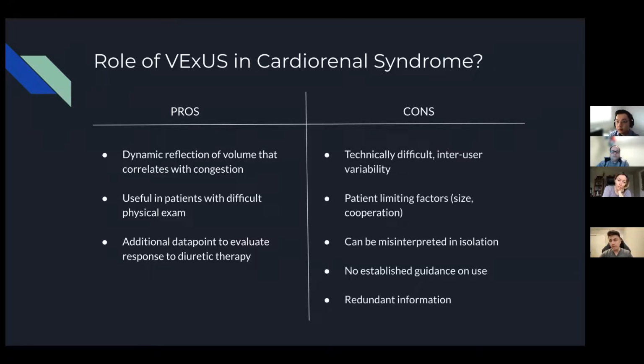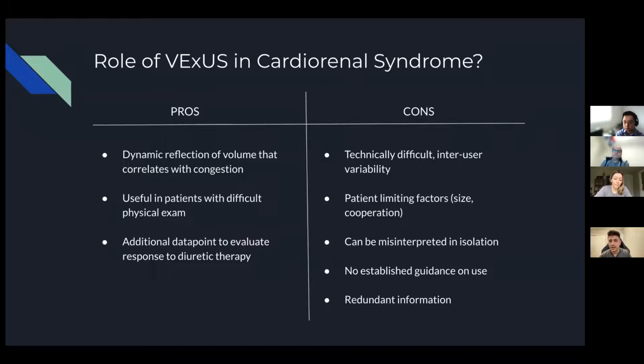The cons, however, I think it's a tricky thing to do accurately compared to maybe the cardiac or lung ultrasound. I think there's probably a good amount of inter-user variability in the way we do this study. There's a lot of patient limiting factors, for example, patient size, being able to visualize their vessels, patients being able to hold their breaths appropriately. These are all such key factors in being able to get a good VExUS study. As you pointed out, it can be misinterpreted in isolation. As with anything else, I think it really needs to be integrated with the whole clinical picture and all the other data points we get as well.